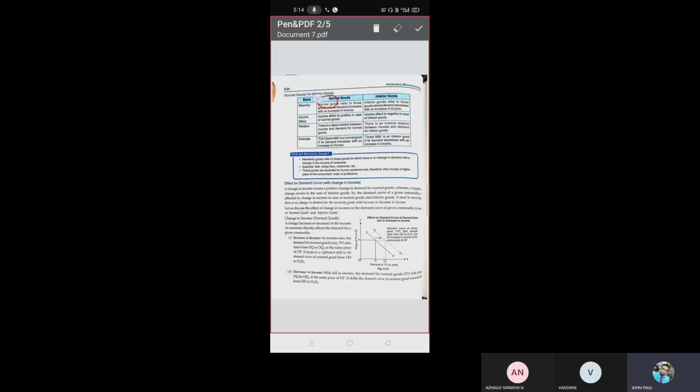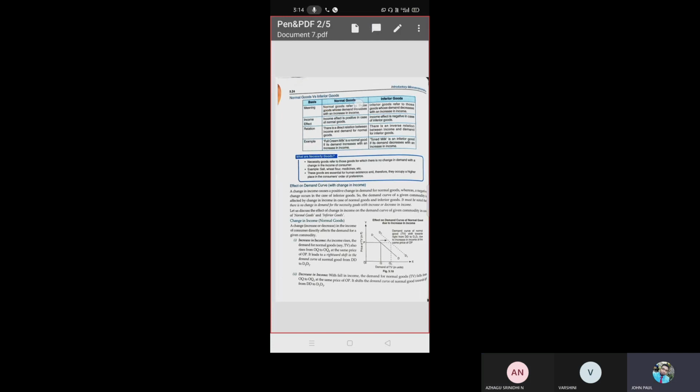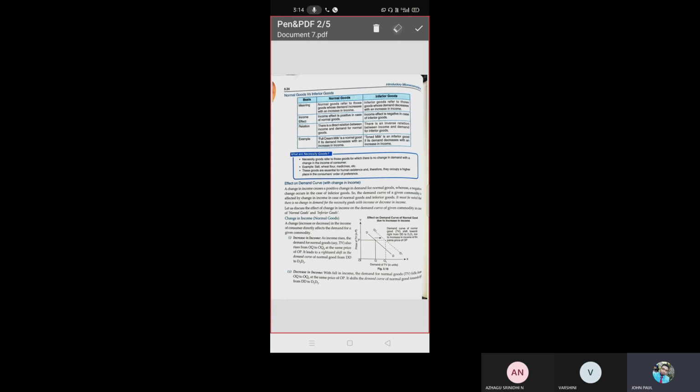Normal goods: when consumers' income decreases, consumption of normal goods also decreases. When consumers' income increases, consumption of normal goods also increases. What about inferior goods? That is the opposite. Inferior goods refer to those goods whose demand decreases with an increase in income. When we increase our income, we won't go for second quality products. We'll go for normal goods.